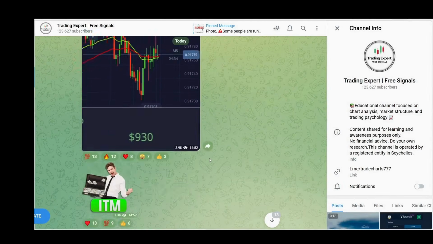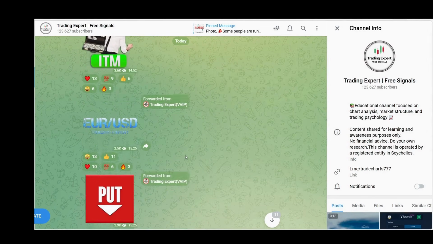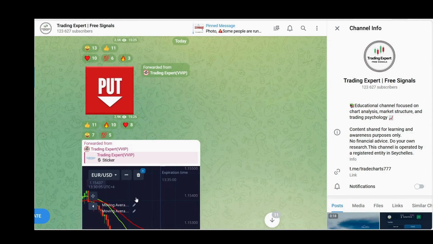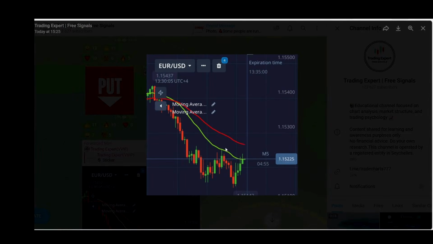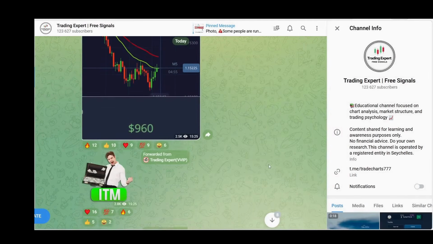Now let's move on to the second trade that we provided in the VIP group on EURUSD for a downside move. Let me explain it. There was a clear downtrend, and the previous candle was also taking rejection from the moving average. That's why we provided a signal for the downside move, and this was also an amazing win.